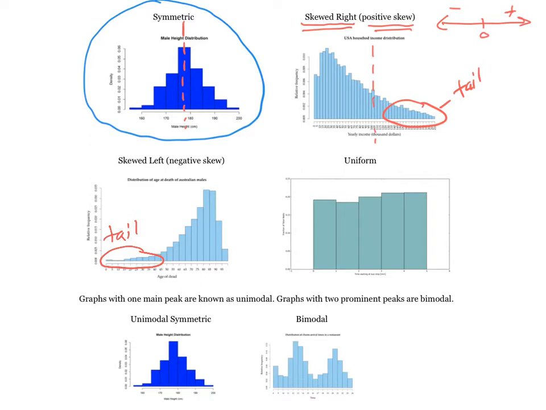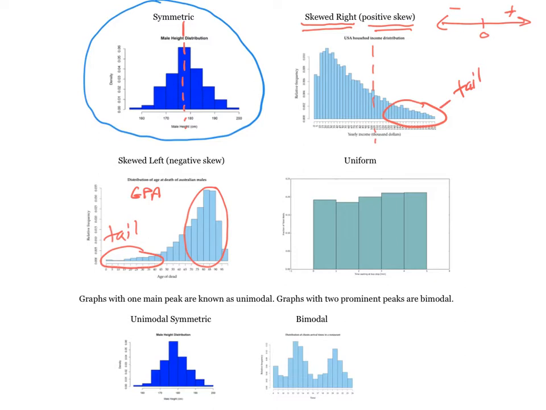Things like GPA at Jefferson is skewed left. Most people have really high GPAs, and then the number of kids that have lower GPAs is less and less and less as it gets lower. So there are many things that in life are skewed left.